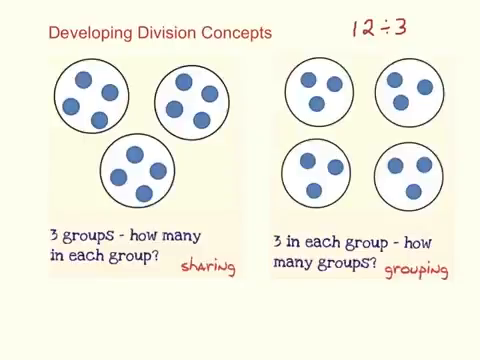To use this method, the number in each group is fixed at 3 and the answer is the number of groups, 4. This is called grouping. Most early division experiences are sharing, but consider for a moment how you'd answer these 3 questions.